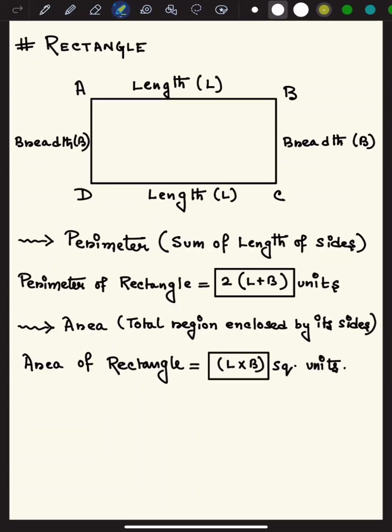In a rectangle, we have four sides. This is the length, breadth, again this is the length, and this is the breadth. So this side is equal to this side, and this side is equal to this side, right? So the perimeter will be what? Sum of length of sides. That means length plus breadth plus length plus breadth. So this length is coming twice and this breadth is coming twice, right? So it will be 2 into length plus breadth units.